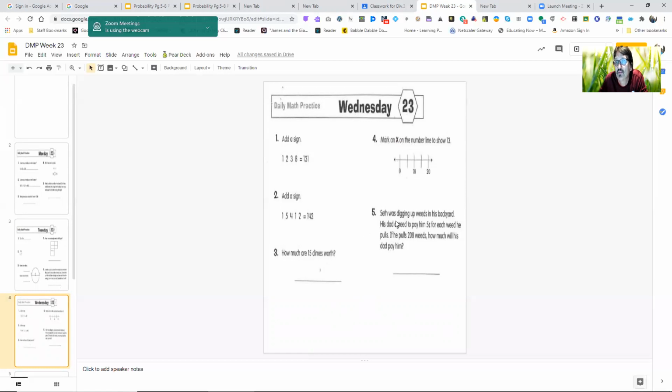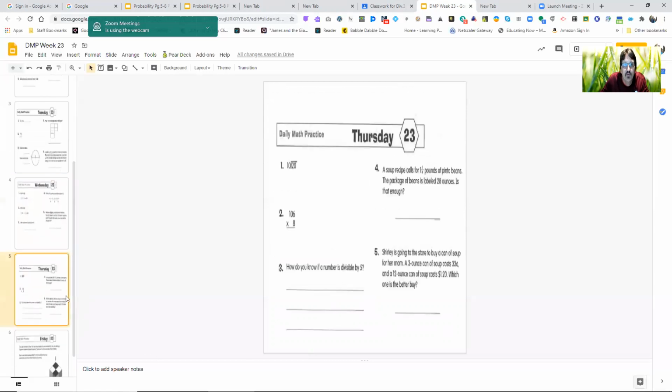Seth was digging up weeds in his backyard. His dad agreed to pay him 5 cents for each weed if he pulls it. If he pulls 208 weeds, how much will his dad pay him? So you can either add them all up or you can use multiplication. Now we're going to go on to Thursday. 20 divided by 10. 8 times 106.